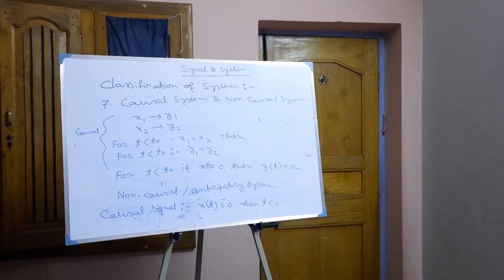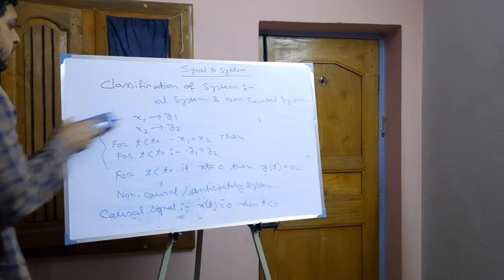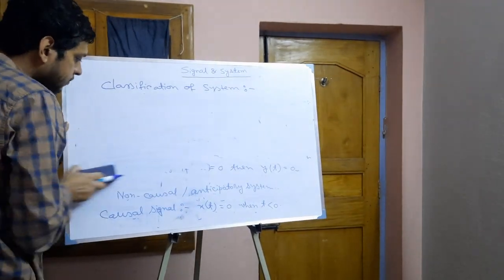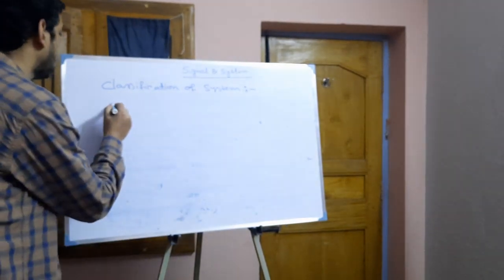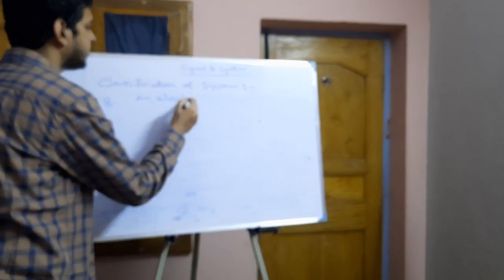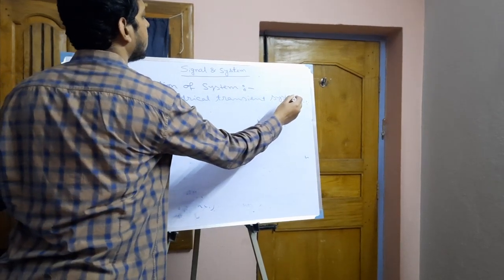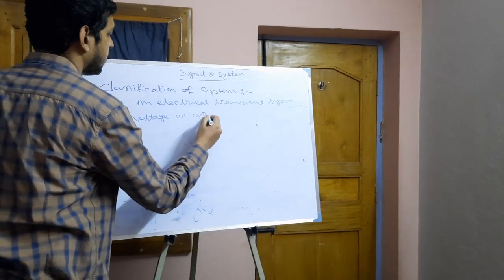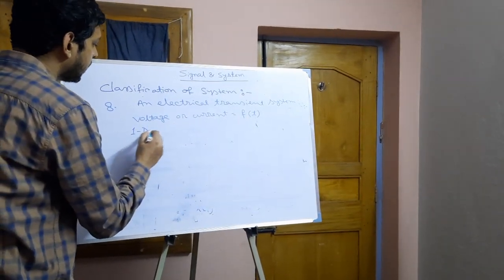Now we can also classify the system in terms of the number of independent variables associated. Let us take the example of an electrical transient system. Here the voltage or current are functions of time only. So these can be classified as one-dimensional or 1D systems.